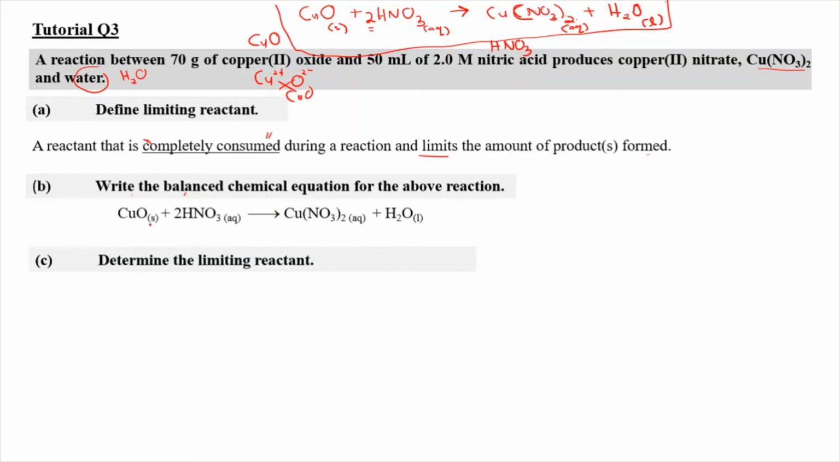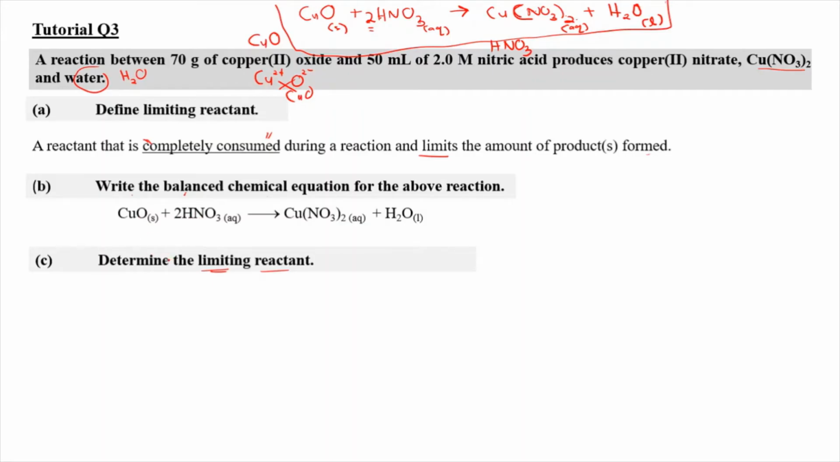Copper oxide solid reacting with 2 mole of nitric acid aqueous in order to produce copper nitrate aqueous plus water. And for question C, we need to determine the limiting reactant. So we have two reactants, copper oxide and the nitric acid. So which of these two is the limiting reactant?